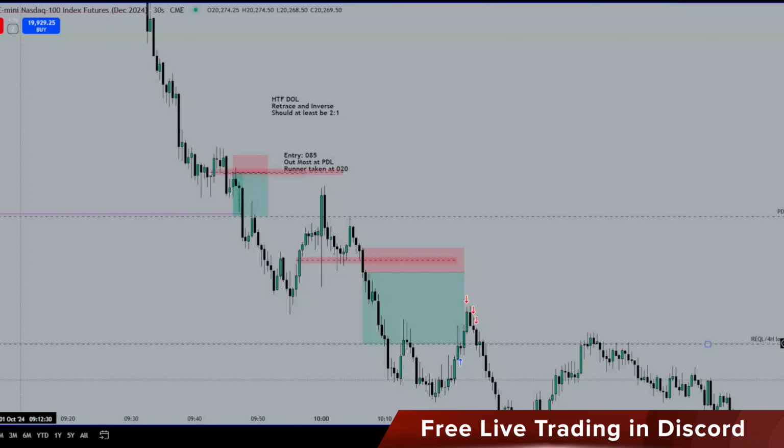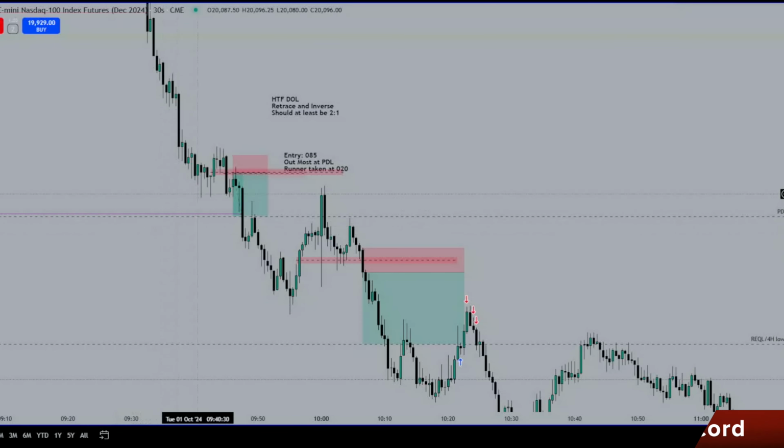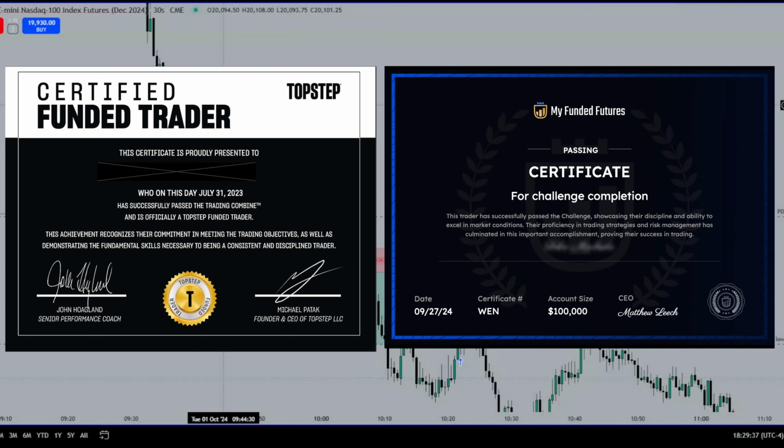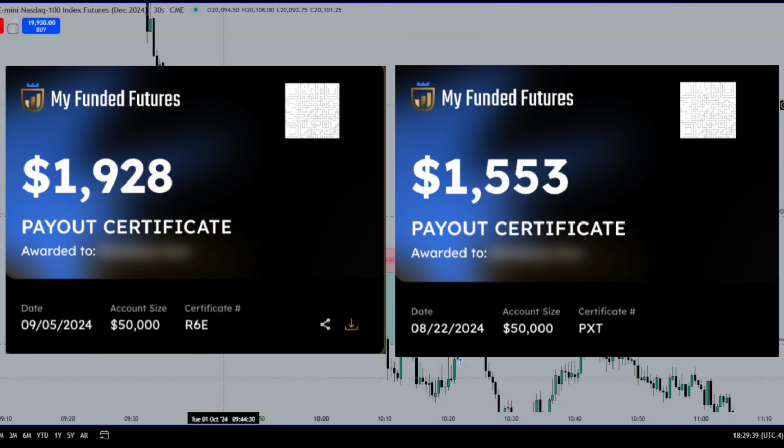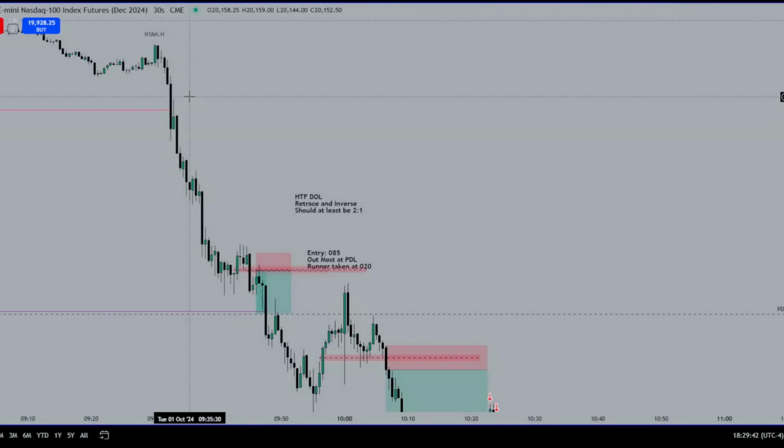So I'm going to go over this high probability ICT model that I've used to pass multiple evals and even get payouts, right? This model is so simple. It's mechanical for the most part, and when it happens, I execute it. What I'm looking for is a higher time frame draw on liquidity, a retrace, and an inverse. And it should be at least 2-to-1 risk and reward. So I have two examples that happened today.